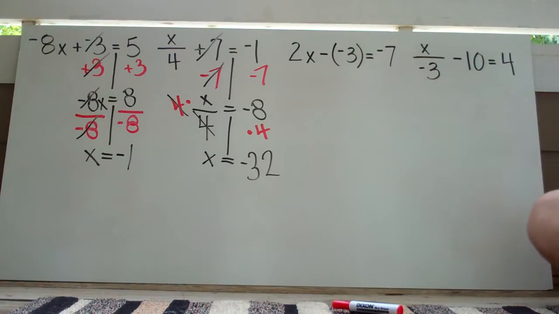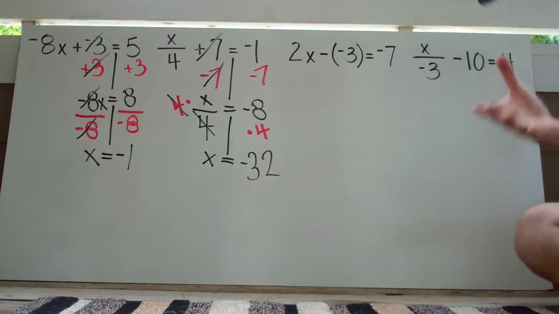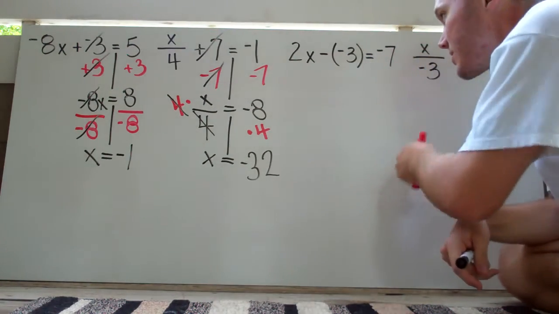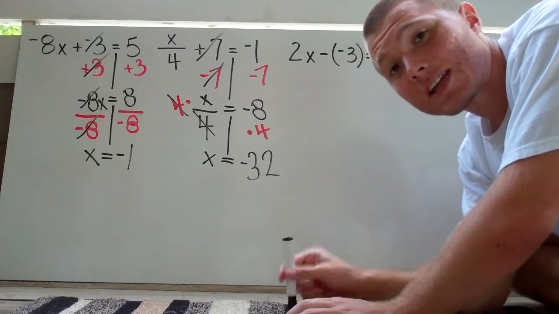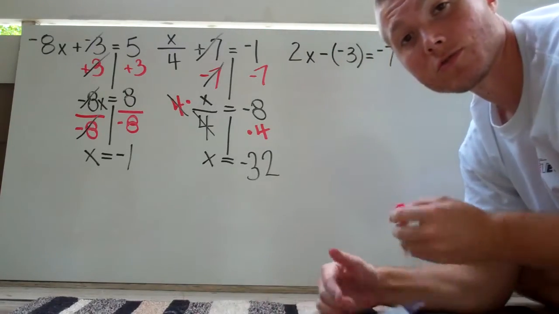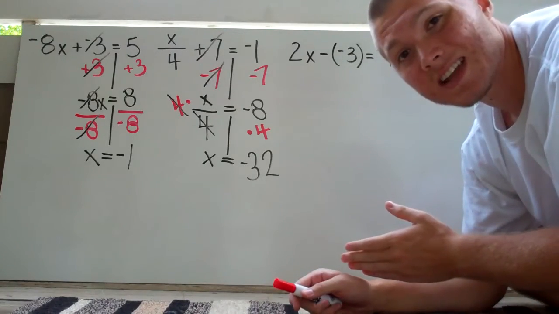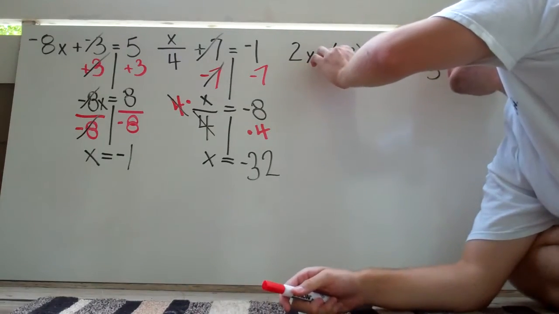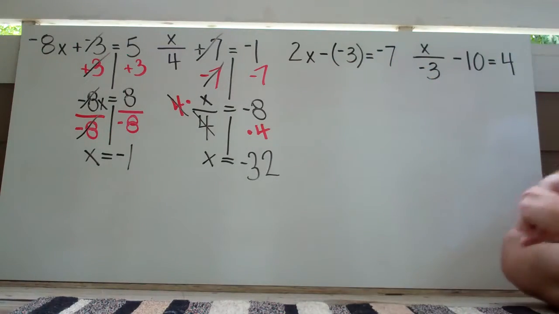So, first two done. Let's see if we can nail those last two. 2x minus negative 3 equals negative 7. Oh wait, we've got a minus and a negative right next to each other, so before we can do anything, we have to combine those two. Minus and negative. If a parenthesis is separating the minus and the negative, that's okay. Unless it's separated by an actual number, you have to combine those.